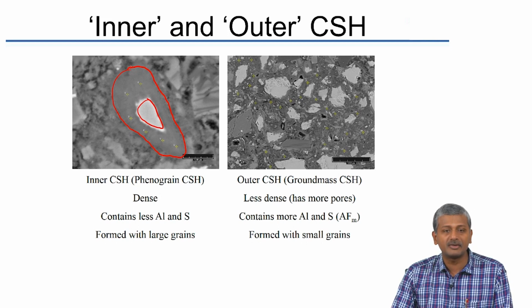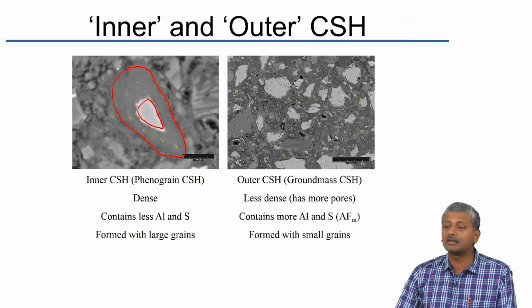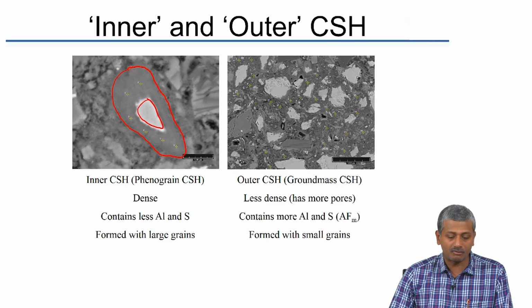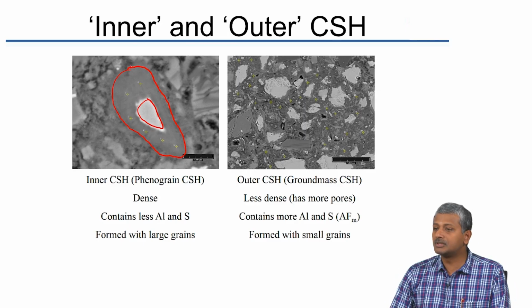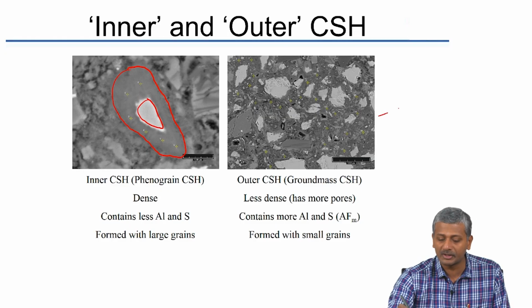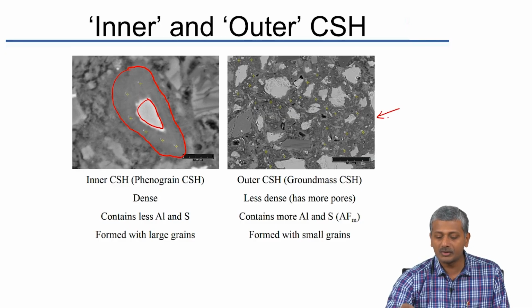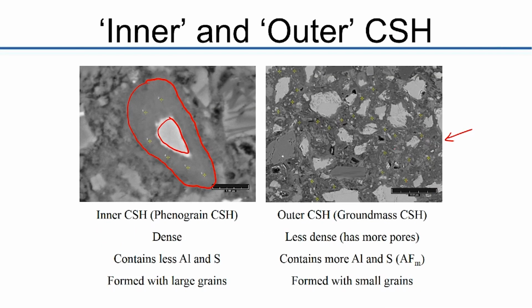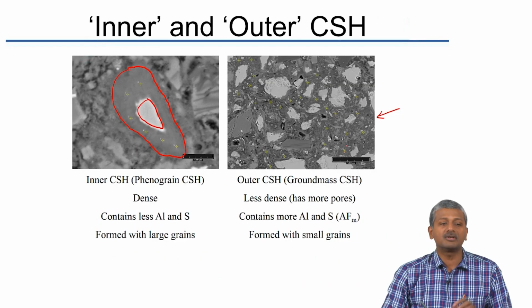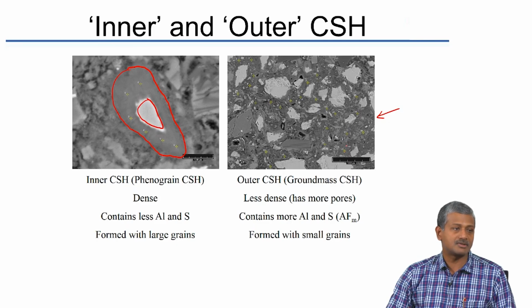So, for 90 days the cement has been hydrating, and you see a very thick layer of inner CSH that is actually formed. Now, the right side image is showing a much lower magnification image, where you see all these yellow points. They are spots that are in the outer CSH. That means they are slightly away from the unhydrated cement grains that are present in the system.